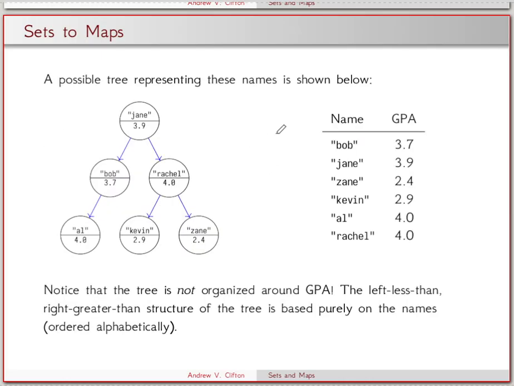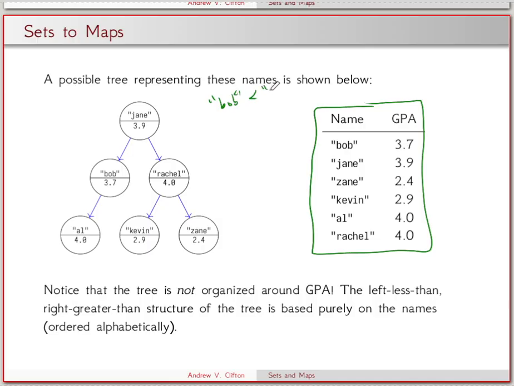So here's an example of this, right? I took this table, the same one from the previous slide, and I built a tree out of it. My tree is organized around the names, using alphabetical comparisons. So Bob, alphabetically, is less than Jane, right? Because B comes before J. Therefore, Bob is to the left of Jane. Likewise, Al is less than Bob. Rachel is greater than Jane, etc.